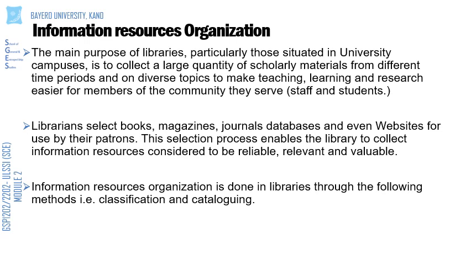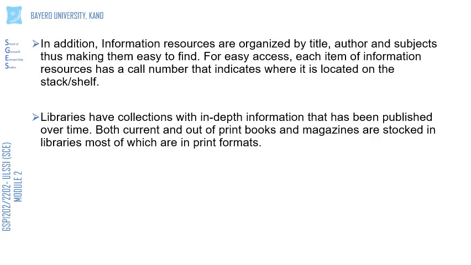So information resource organization is done in libraries through classification and cataloging, where this information will be classified as well as cataloged so as to allow easy access to them by users at any point in time. In addition, information resources are organized by title, author, and subject, thus making them easy to find. So anytime a user has a title, author, or subject in mind, you can easily get access to this information. Each item of information resources has a call number that indicates where it is located on the stack or on the shelf.